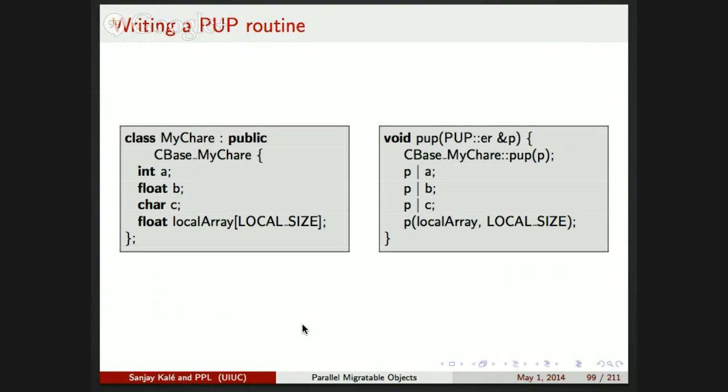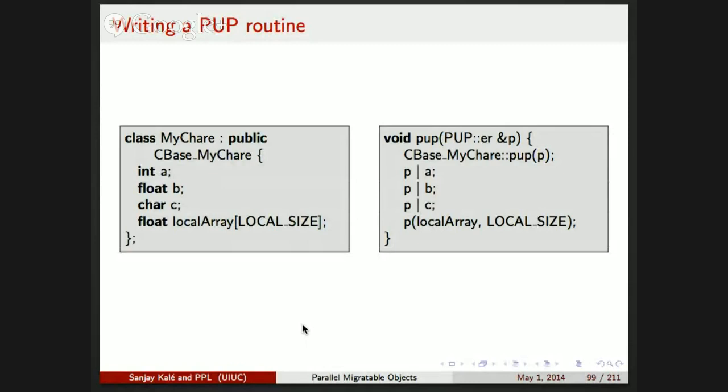And then for each of the individual members, we have this PUP::er object that the runtime system is going to pass in, and we just pass each of those members into it. We use the pipe symbol here to be reminiscent of the pipe in a shell script, as if you're just pushing data through a pipeline. For non-scalar objects, like this array, we pass the array and the size of it, and this is overloaded for any type that it knows how to serialize, so it can pick up the entire vector of data rather than just one element. And these pup methods can be defined for chares. If you have your own data types that you want to pass in arguments, again, you can just pick them up and use them automatically.